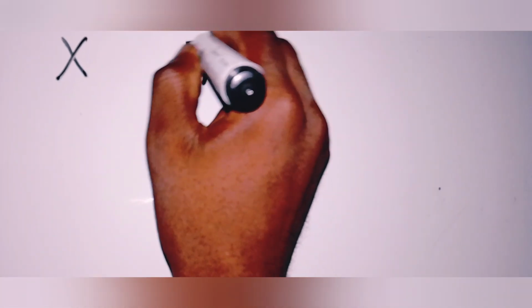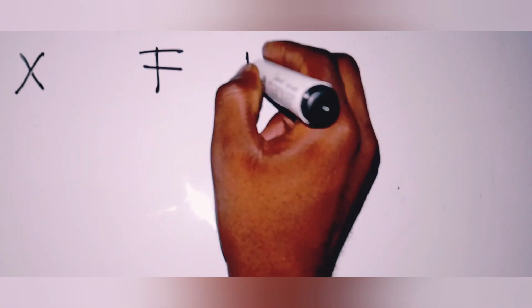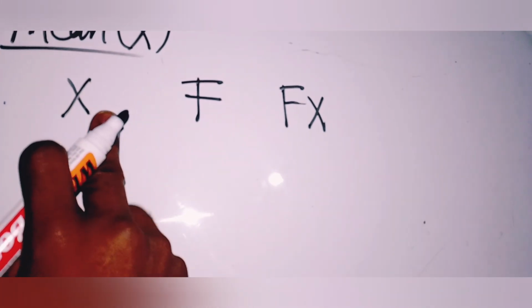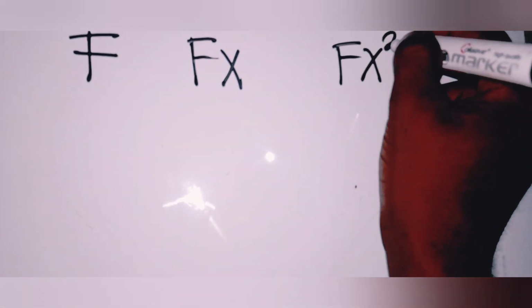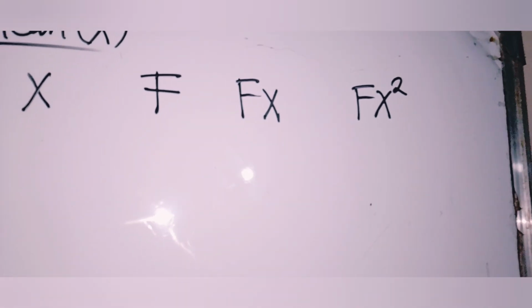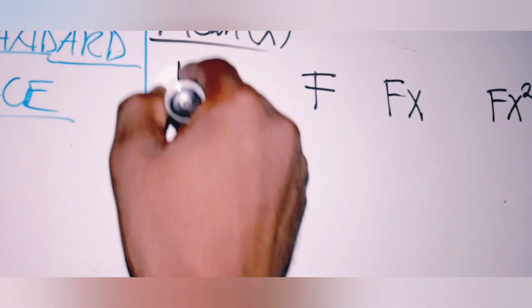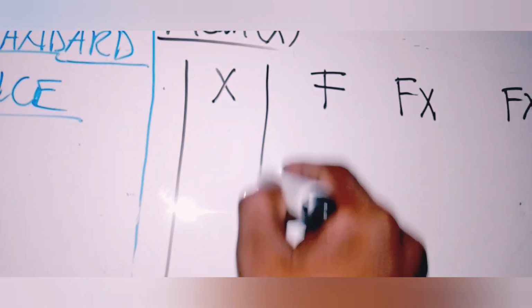I'm going to put x for the masses, okay, and then f for the frequency. So x times f, that is fx, and then x times x is x squared, times f, that is fx squared. Okay, so this is what we are going to apply.